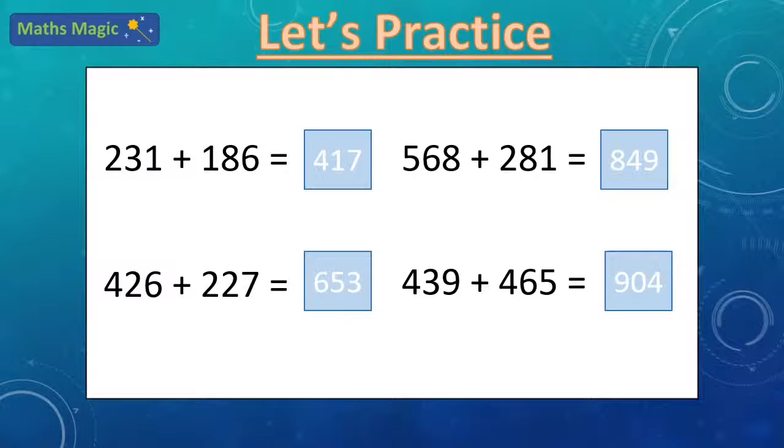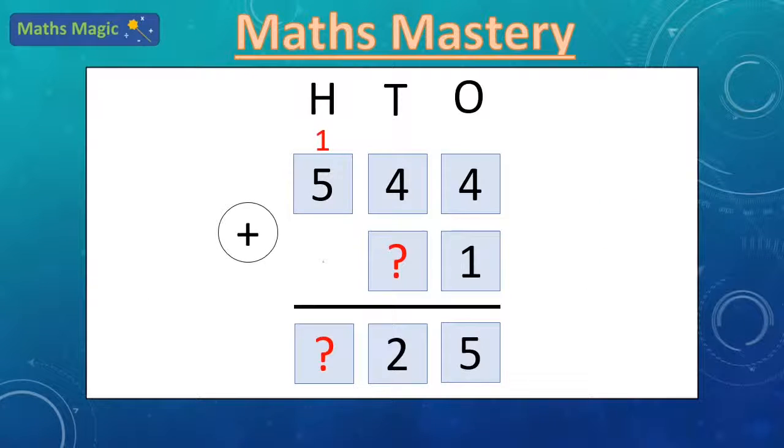Well done for giving that a go. If you made a few mistakes, go back and watch the method again. If you got them all right, let's try some maths mastery. Take a look at this calculation. It has some numbers missing. Use your knowledge of this method to find the missing numbers. To give yourself time to work this out, pause this video now.